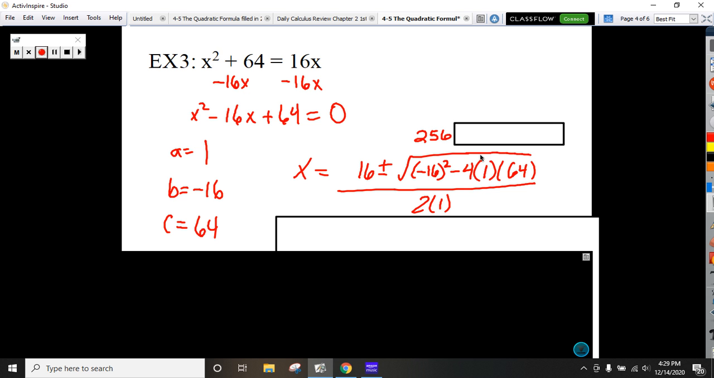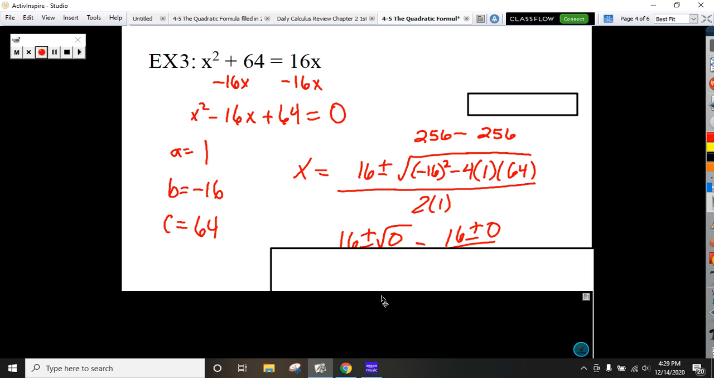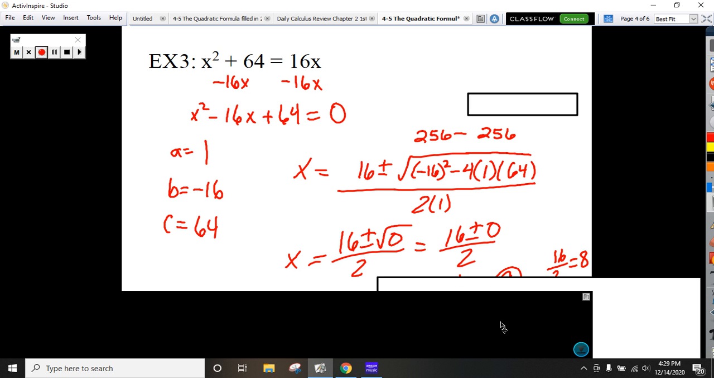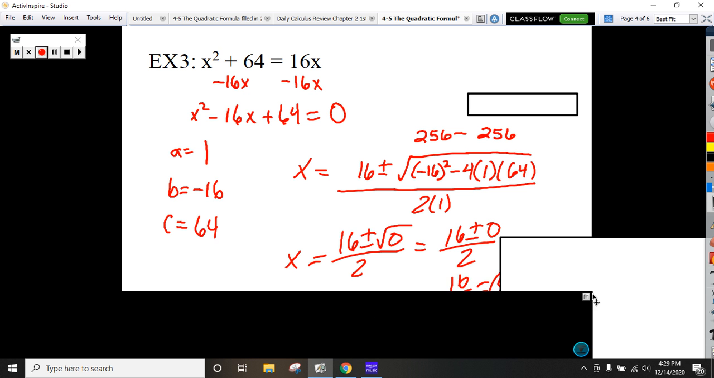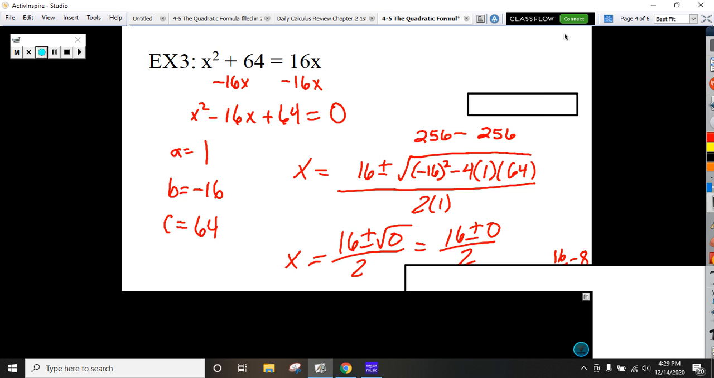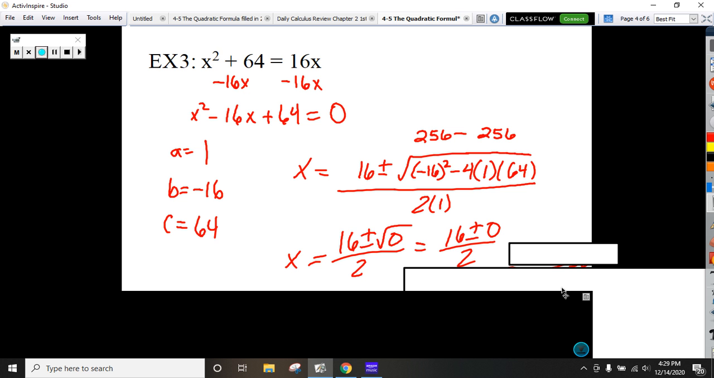So that's 256, and then we take 4 times 1 times 64, and just leave that as a subtraction. 4 times 1 times 64 is also 256. So this is where it's unique, because if you take 256 minus 256, you're going to get 0. I'll hide these so you don't just see the answer yet. So then the square root of 0 is just 0.